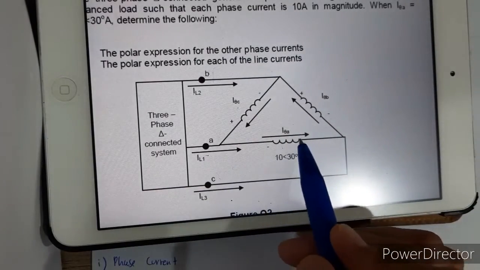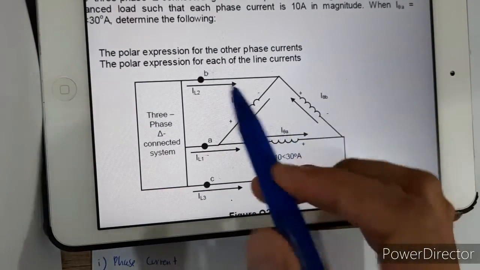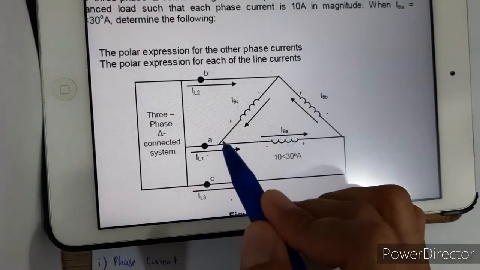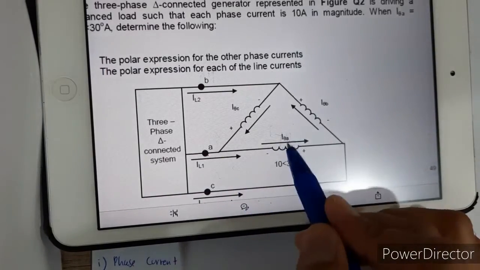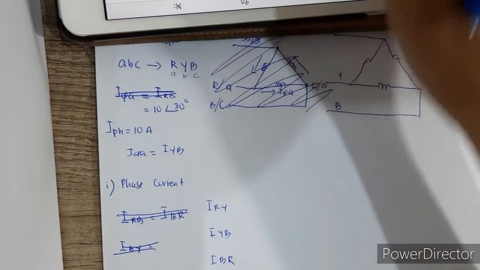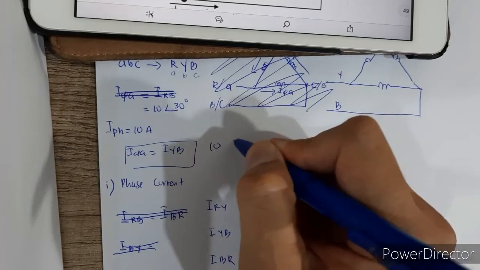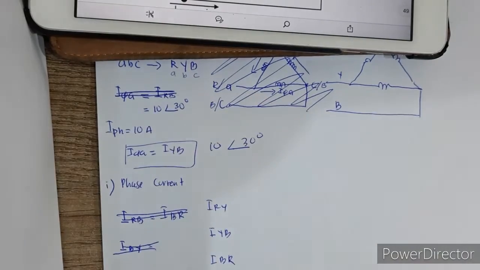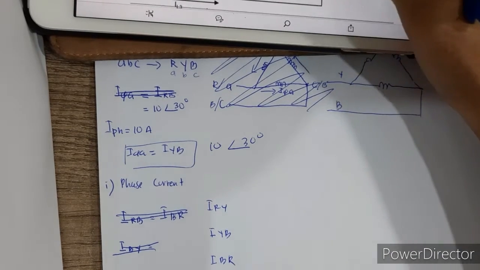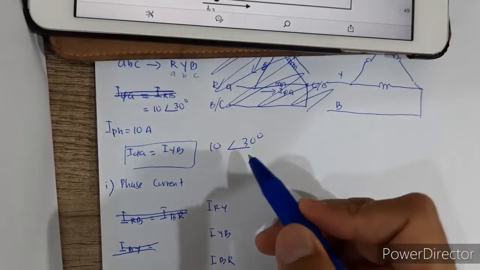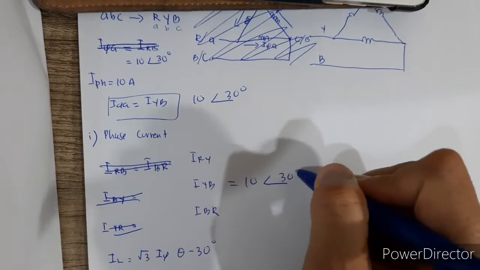So the current flowing here in RYB is IYB. The current here is Y, and this is Y. The flow is from Y to the point B, so that's why we call it IYB. So the given current, the phase current, is IYB, which is 10 ampere at an angle of 30 degree. That is IYB. Right, the question asks to find the phase current. So given IYB is 10 at an angle of 30 degree.